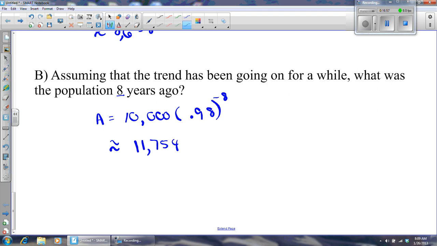And again, that's a rounded answer. The decimal doesn't make any sense when we're talking about people. All right, a little bit of a longer lesson, but you saw a lot of applications, and we're going to get some practice with this in class tomorrow.